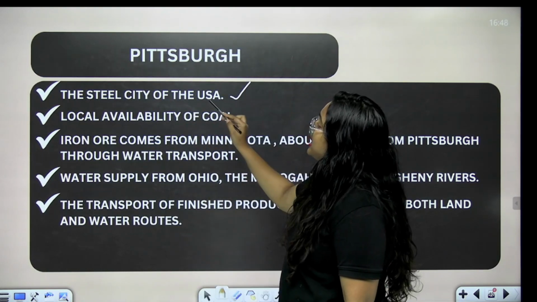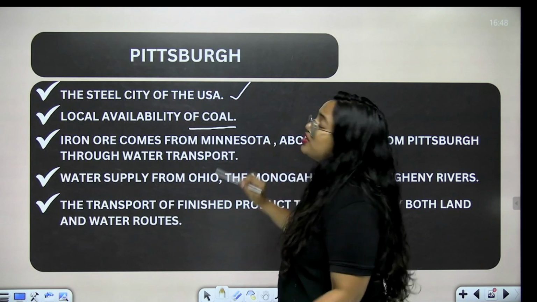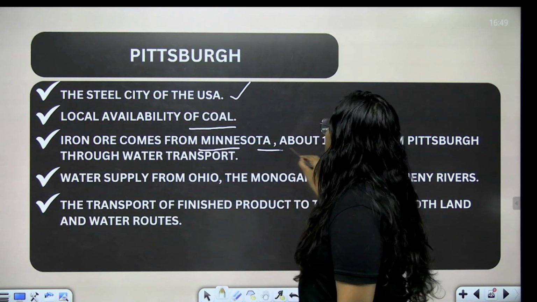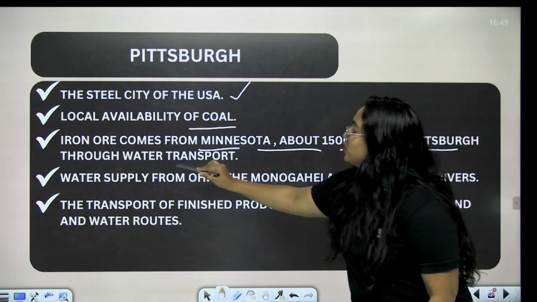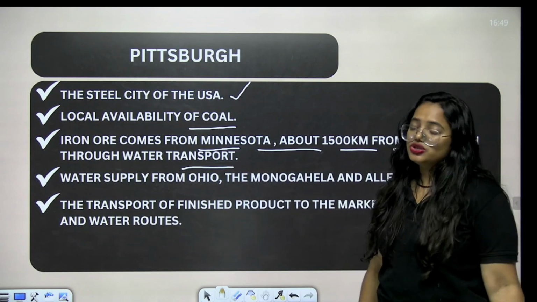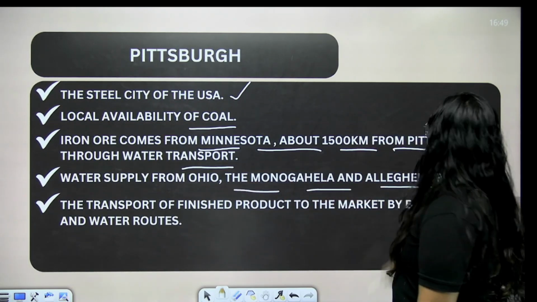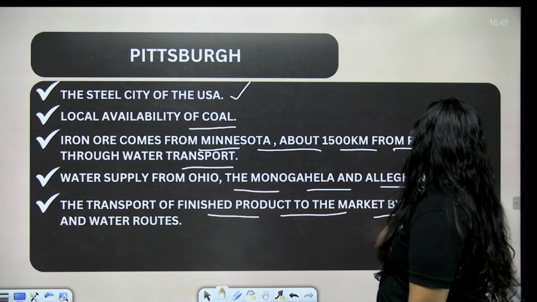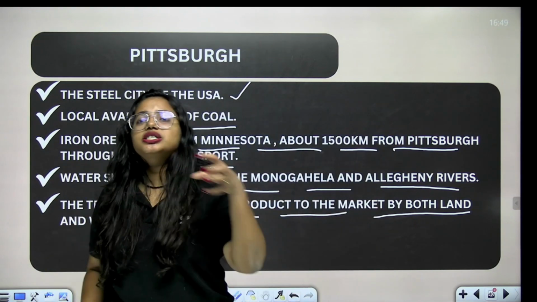It is a steel city of the USA, the United States of America. Local availability of coal is a major advantage here. Iron ore comes from Minnesota, about 1,500 km from Pittsburgh, through water transport. Very important. So here the transportation also becomes easy. Water is supplied from the Ohio, Monongahela and Allegheny rivers, and the finished product is transported to the market by both land and water routes. So these are the ways in which it gets transported.